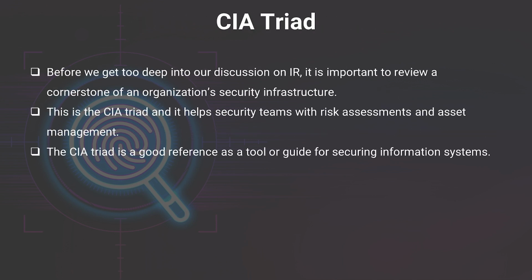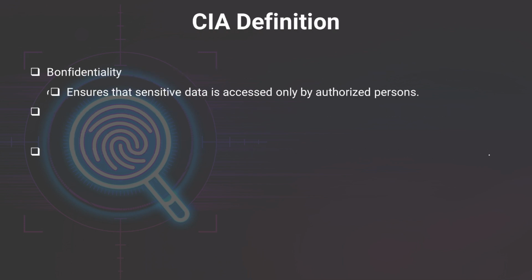Before we get too deep into our discussion on incident response, it's important to review a cornerstone of an organization's infrastructure. I'm sure you've heard of this by now. It's the CIA triad, and it helps security teams with risk assessments and asset management. The CIA triad is a good reference tool for securing information systems. We'll get into that a little bit more.